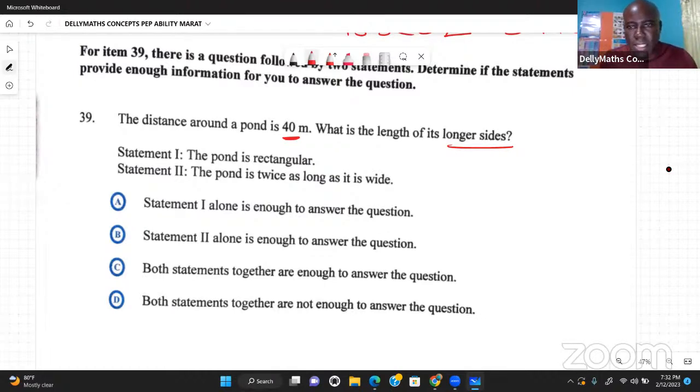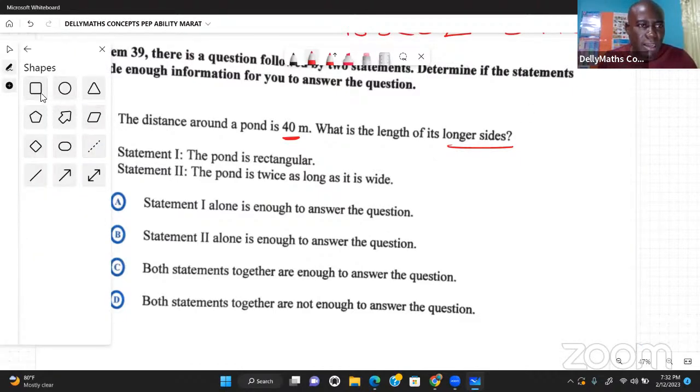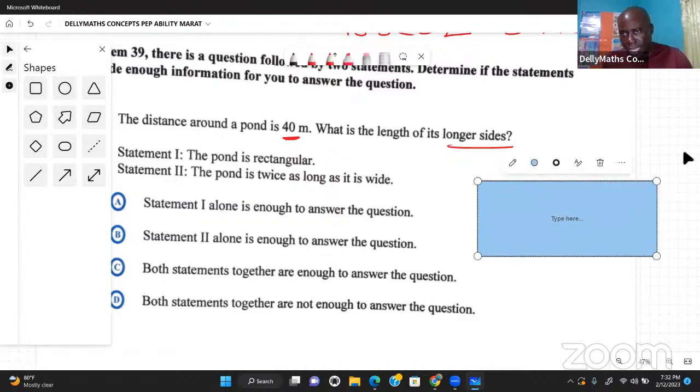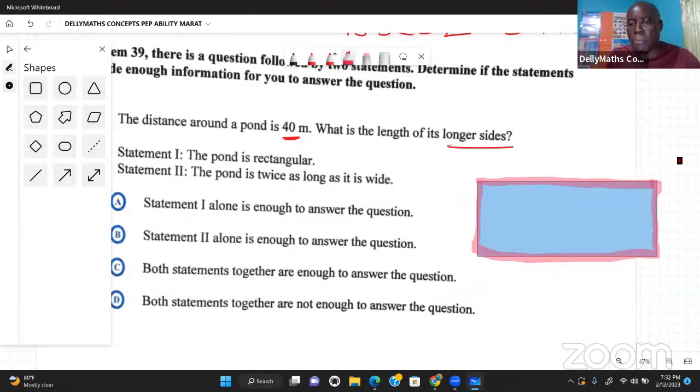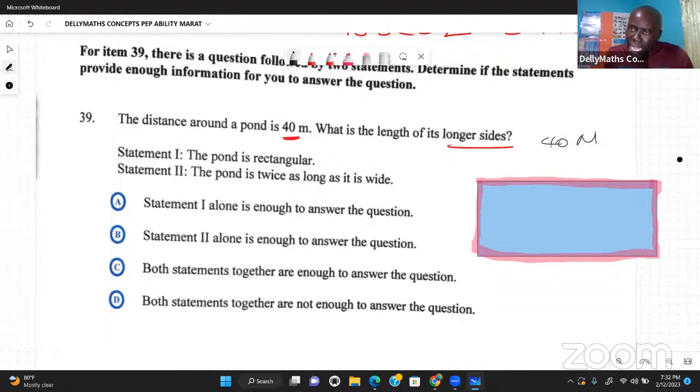First statement, the pond is rectangular. Let me take out a rectangle and drop it there. If I know that the pond is rectangular, this is a very big clue that I can use. So here is my pond, it's rectangular. So now I'm focusing on, am I able to go along the boundary? They told me that going along my boundary is 40. That pink thing there is 40, right? So we know that it's 40 meters to walk along the boundary. So having a rectangular shape can help, but let us see.